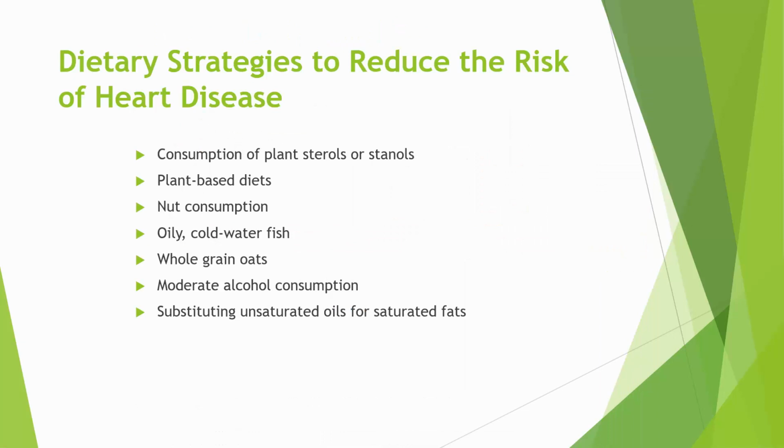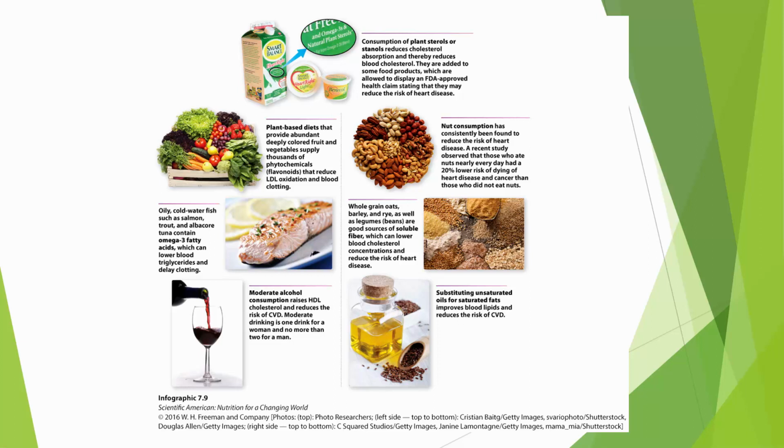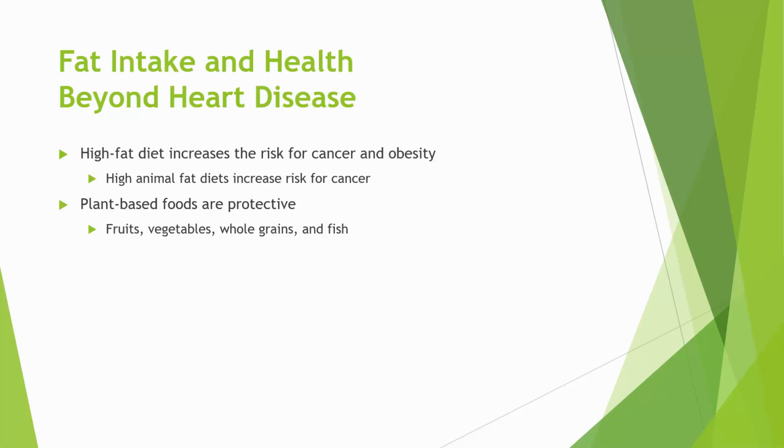So what are some strategies to reduce the risk of heart disease? Some things we just talked about: more plant-based sterols, more plant-based diets. We'll talk about that in the protein chapter as well. Nut consumption, so healthy fats from nuts, oily cold water fish such as tuna and salmon, whole grain oats, moderate alcohol consumption, and having more unsaturated fats compared to saturated fats. All of those things are strategies to lower the risk of heart disease. This gives you some visuals on that if that's helpful as well.